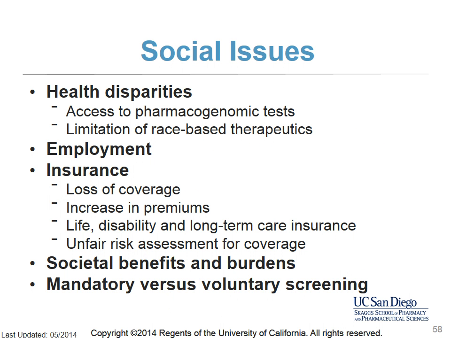Pharmacogenomics also impacts social issues. Health disparities may occur due to unequal access to testing or the limitations of race-based therapeutics. Genetic tests may lead to employment discrimination, or it may negatively affect insurance coverage. Societal benefits and burdens of testing will need to be assessed as well, and we must carefully consider whether screening is mandatory or voluntary.